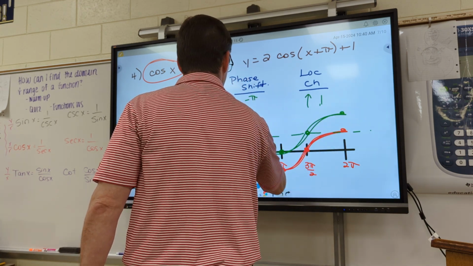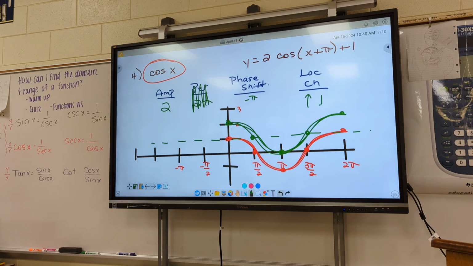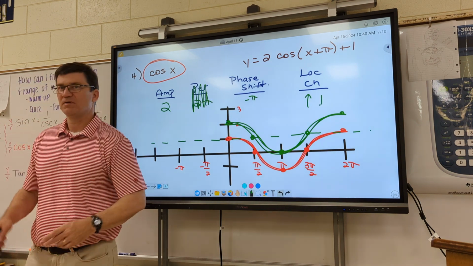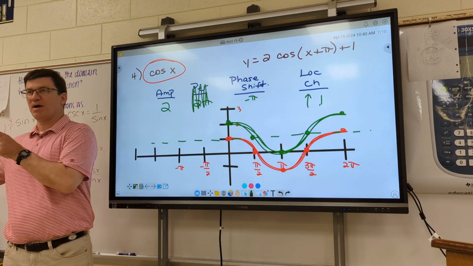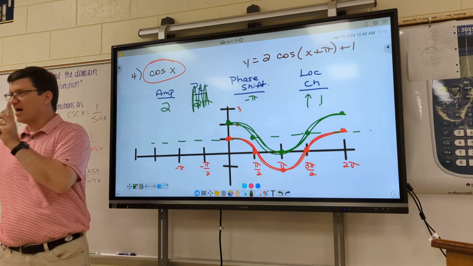All right, so you're just moving that shape up 1. How do we do a phase shift if it says negative pi? What do I do? Take the graph and do what with it? Just slide it back to negative pi. You don't shorten it or make it longer. You take the whole thing and just slide it back.